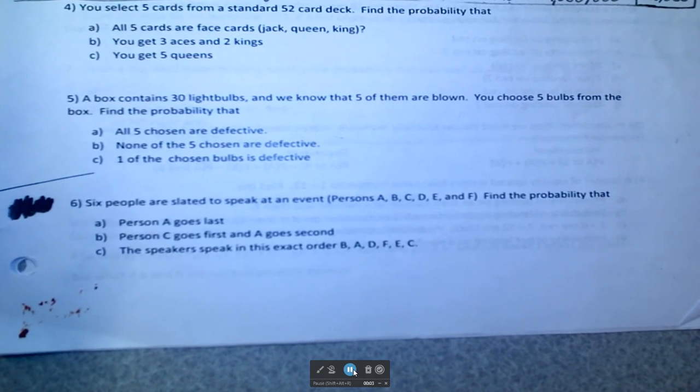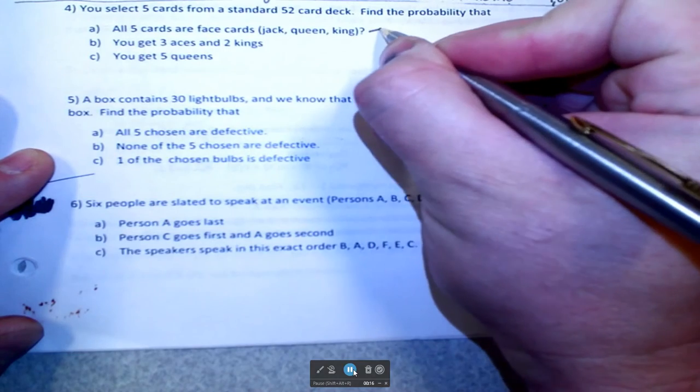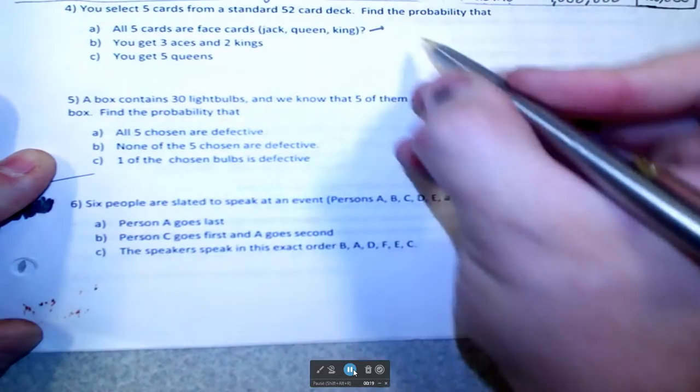All right, welcome back. Part 2 of probability applications. So here goes. You select 5 cards from a standard deck of 52 cards. Find the probability that... And we're going to ask you 3 questions here. So we're going to start with this first one. All 5 cards are face cards.